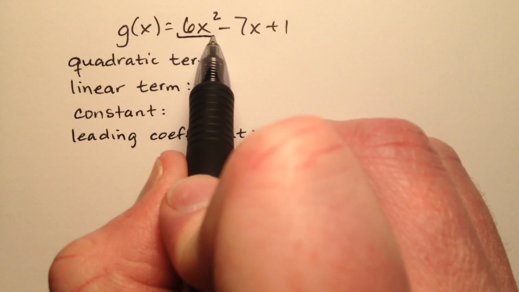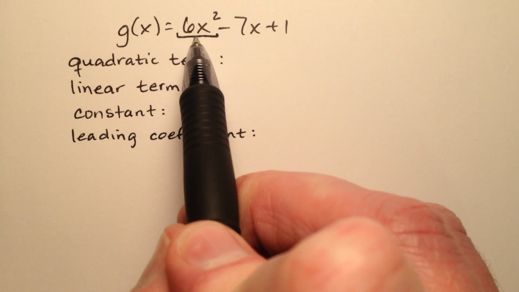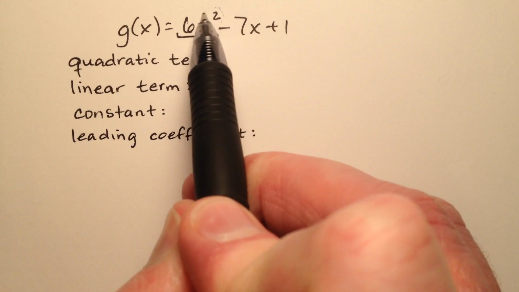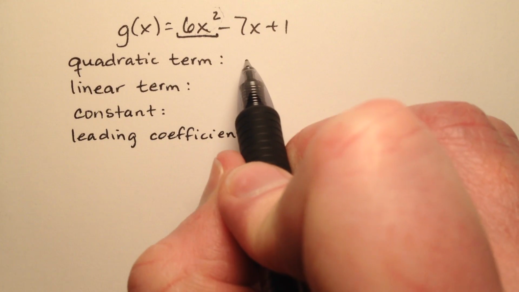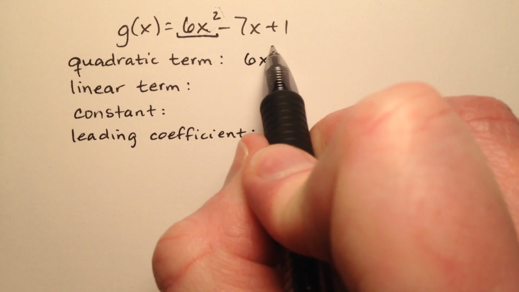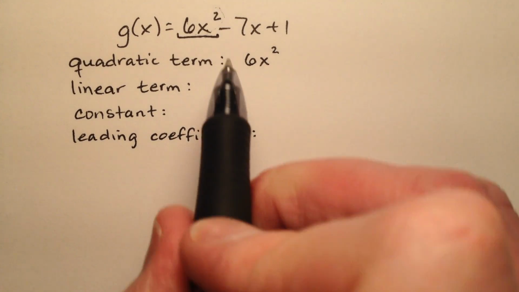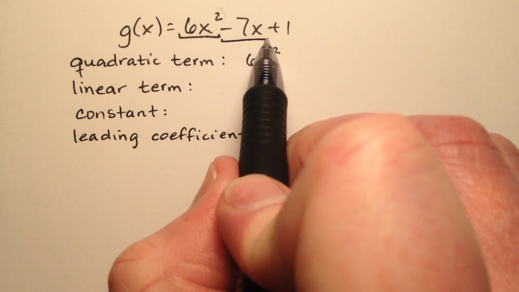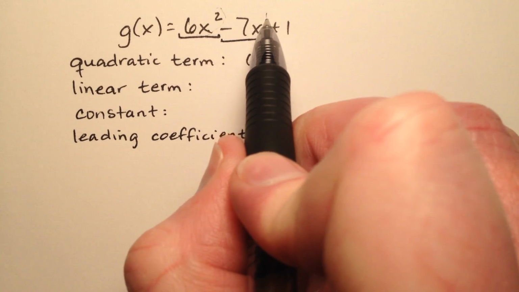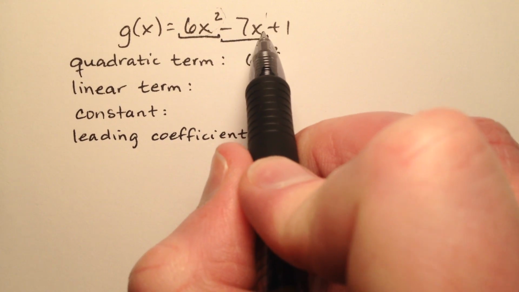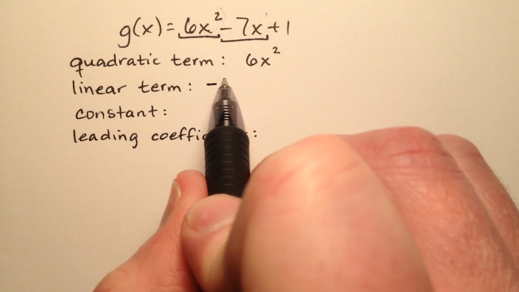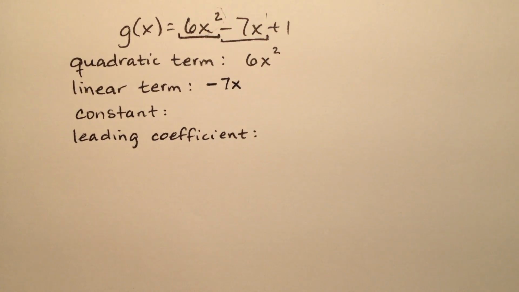My quadratic term is going to be the term with degree 2, so it'll have an x squared with it. And the entire term then will be 6x squared, and that's my quadratic term. My linear term is going to be the one with just a single variable, raised to the power of 1, so just my x here. And the linear term will be a negative 7x.